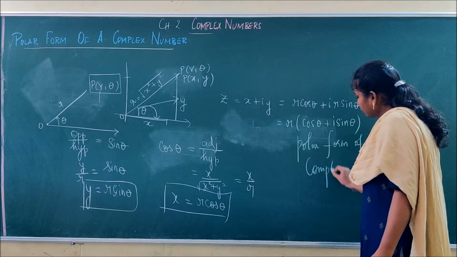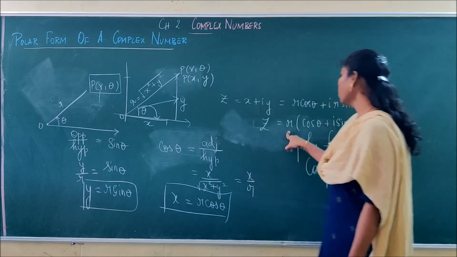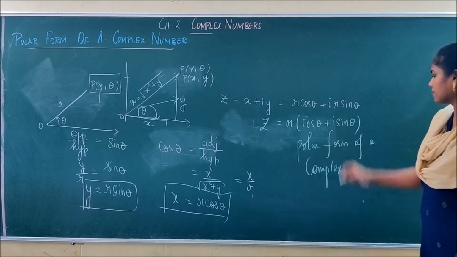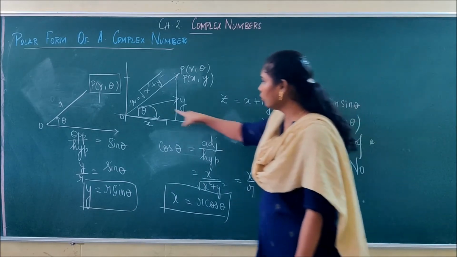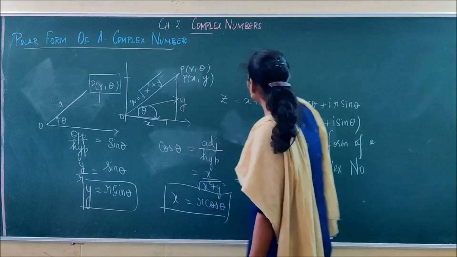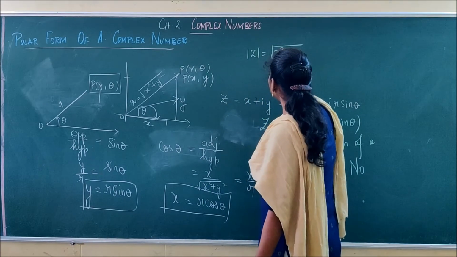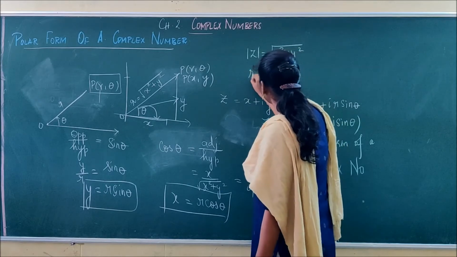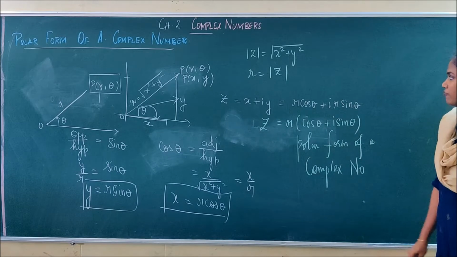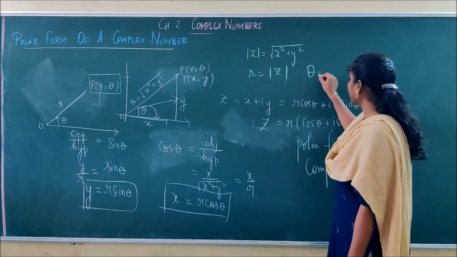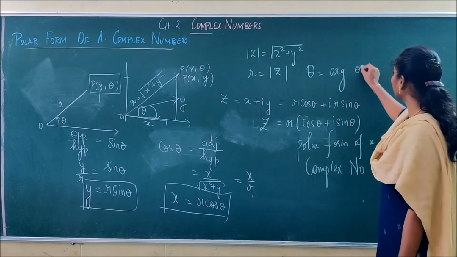So if they ask you the polar form, you will write like this only. z is equal to r into cos theta plus i sin theta, where r is nothing but the root of x square plus y square. Root of x square plus y square is nothing but the modulus of z, right? So here r is called the modulus of z, and theta is nothing but the argument or amplitude.